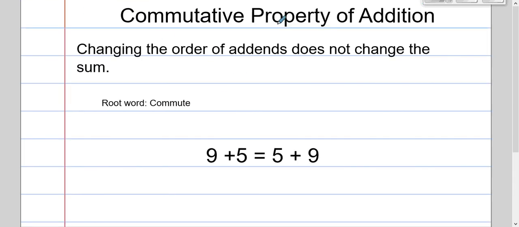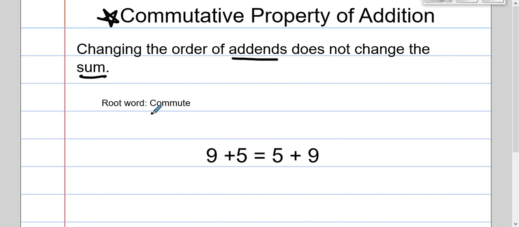So let's jump right into it. The first property is the commutative property of addition. Commutative. It states that changing the order of add-ins does not change the sum. We got some vocabulary there. Add-in is basically the parts of an addition problem. So if I have 1 plus 2, 1 and 2 will be the add-ins, and the sum will be the answer. So 3 will be the sum.